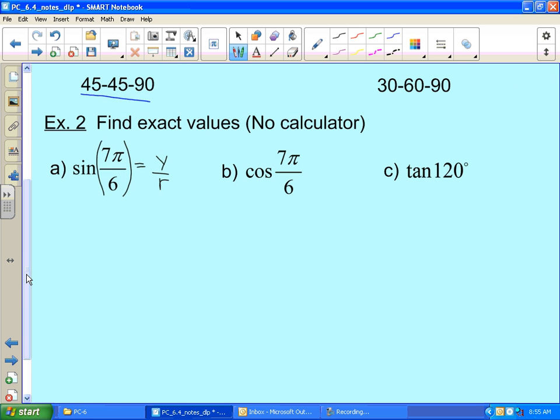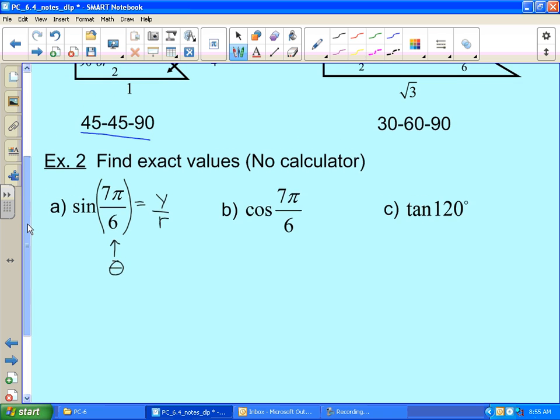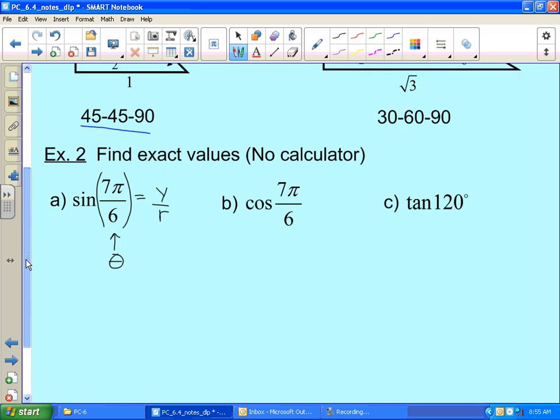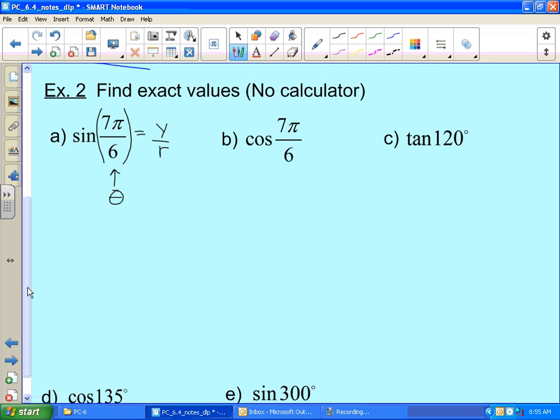All right, so just remember, whatever is coming after these sine, cosines or tangents in our trig function is an angle, and we're trying to find, in this case, the ratio value. So what do we do with 7 pi over 6? Well, first thing we do is let's go ahead and figure out where are we with an angle of 7 pi over 6.